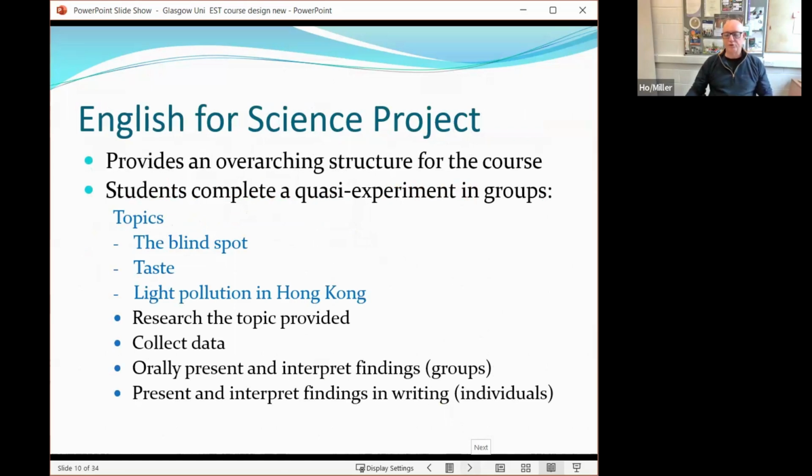And then what the students had to do in a group was go and research this topic, find out something about it from the internet or other sources, could be the other professors, and then collect data, real data in some way, and then present that data orally to their classmates at the end of the course.